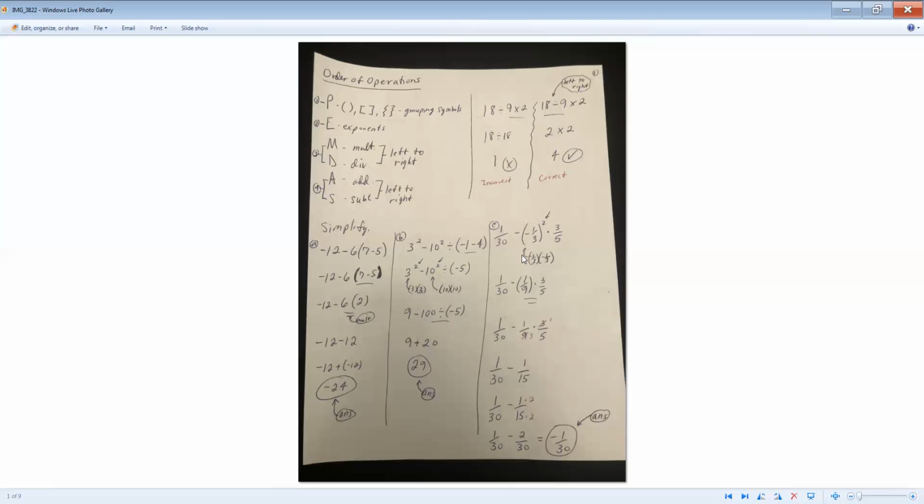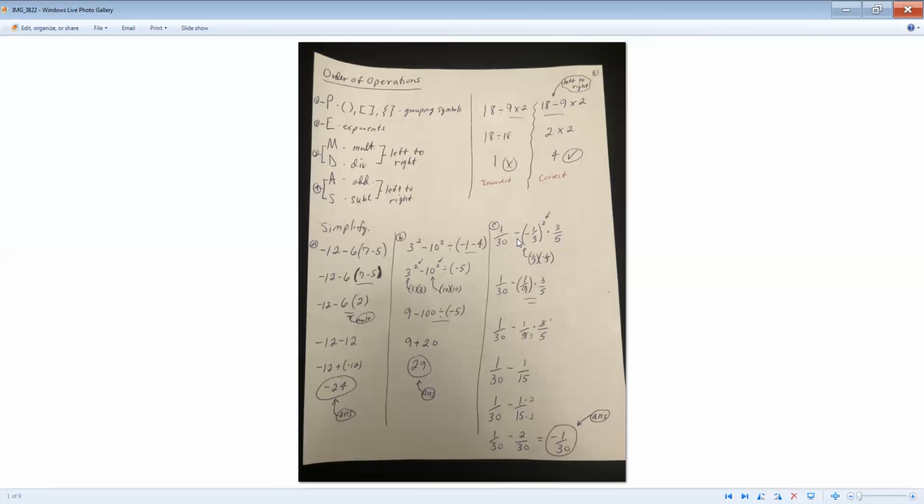Next one, we have 1 over 30 minus (negative 1/3) squared times 3/5. The first thing that will get our attention is the exponent. What's in the parentheses is not what we want to do. We don't want to divide that out and get a decimal. So we're going to go ahead and square this negative 1/3.